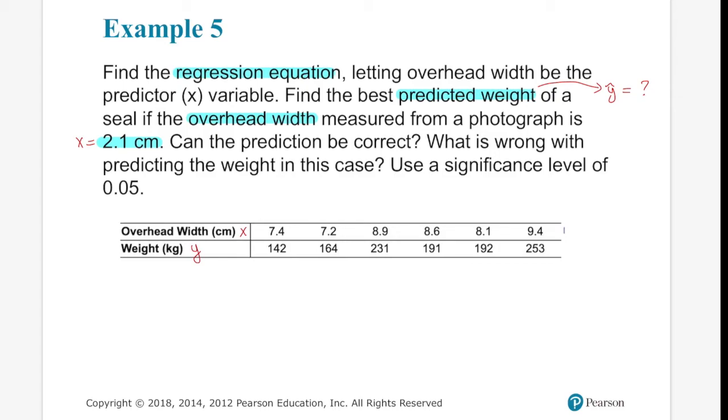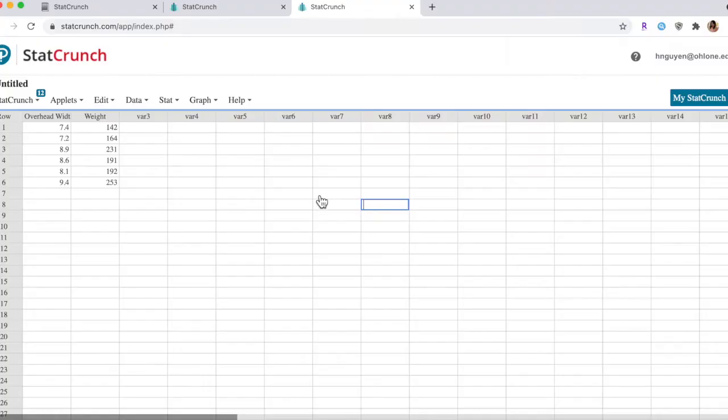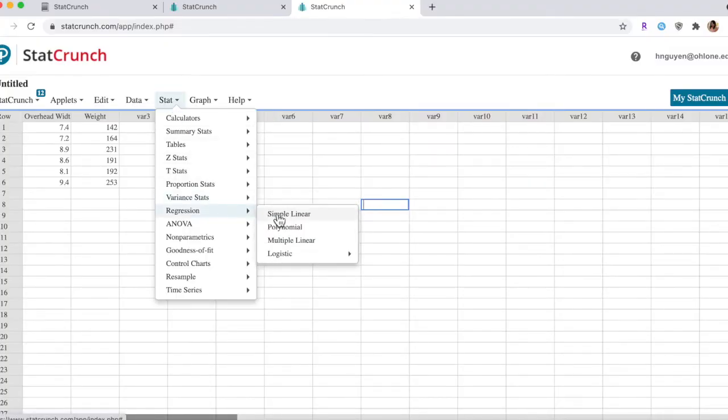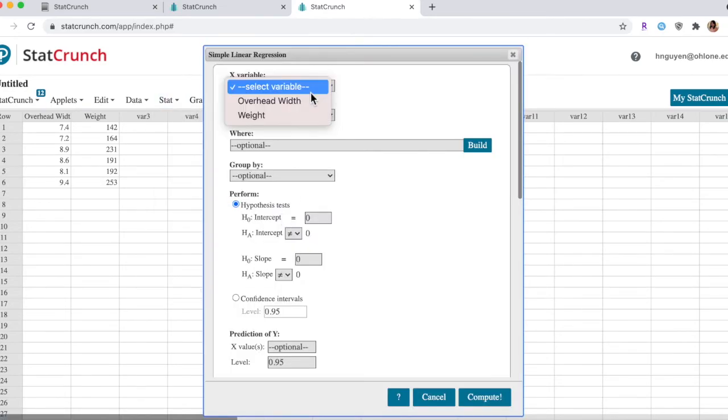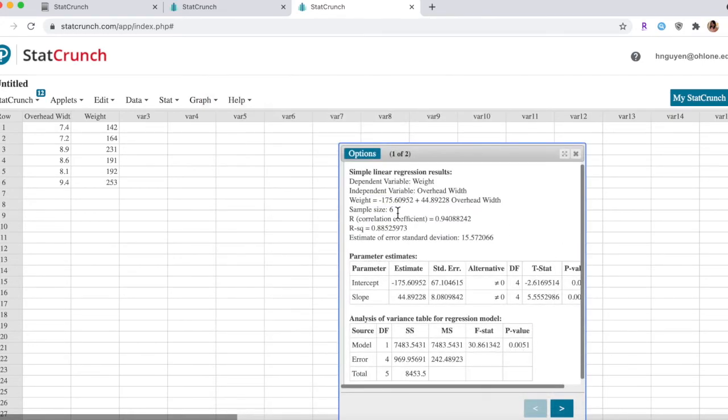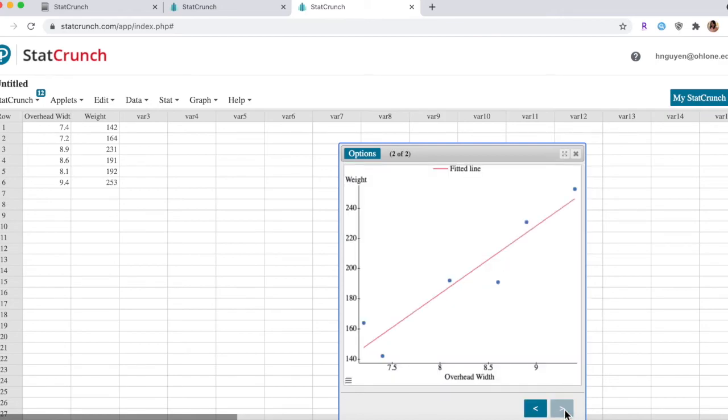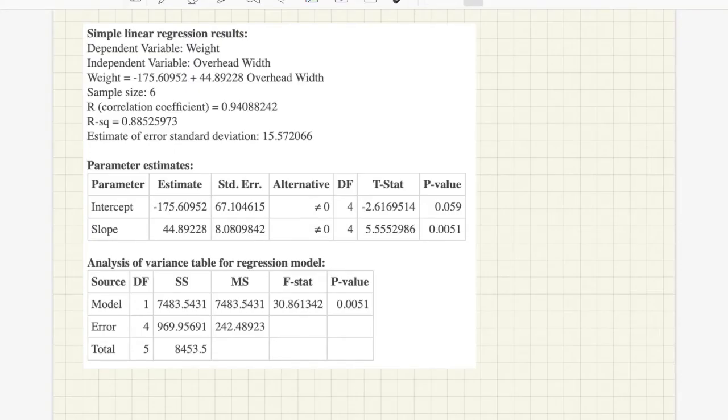I will use StatCrunch to find my regression equation first. Stat, regression, simple linear. X is my overhead width and y is my weight. Compute. This is the equation of regression line. And if you want to see the graph of the equation, click here. This is what I found from StatCrunch. Independent variable is the overhead width, which means the overhead width is my x. Dependent variable is the weight, which means the weight is my y. This is my regression equation.